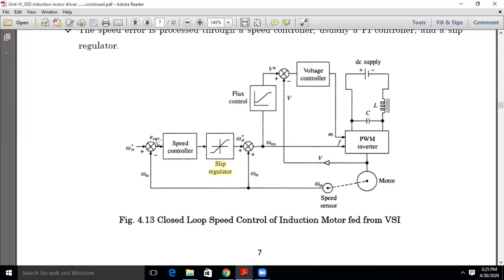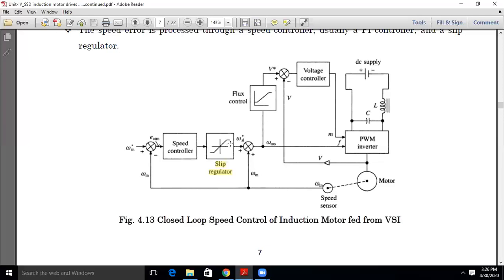So again, this speed error will be processed through a PI controller, or speed controller. Because I am processing a speed error here, I am calling this PI controller the speed controller. This PI controller now will produce a slip value which is required proportional to this speed error.